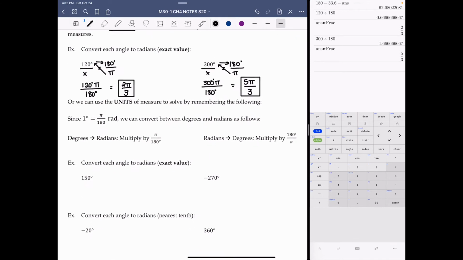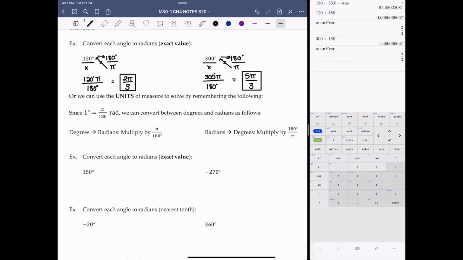Or we can use the units of measure to solve by remembering the following. Since 1 degree is pi over 180 radians, we can convert between degrees and radians as follows. To go from degrees to radians, multiply your number by pi over 180, and to go from radians to degrees, multiply your number by 180 over pi. You're essentially doing the exact same thing in both methods, so whichever way you think about it.